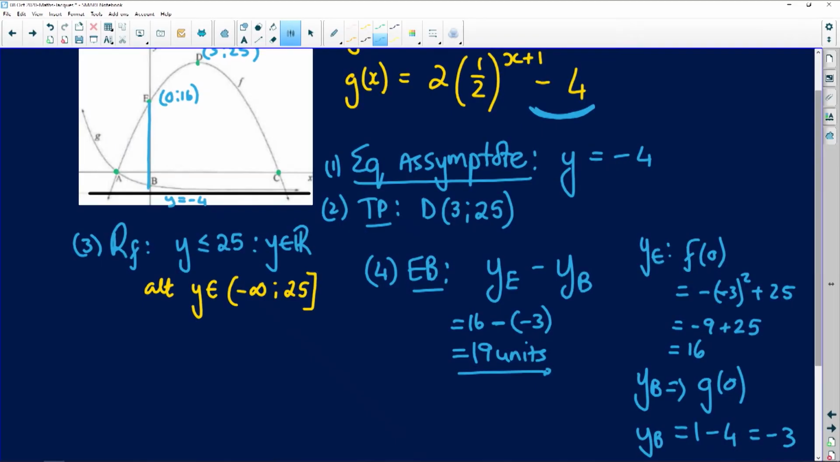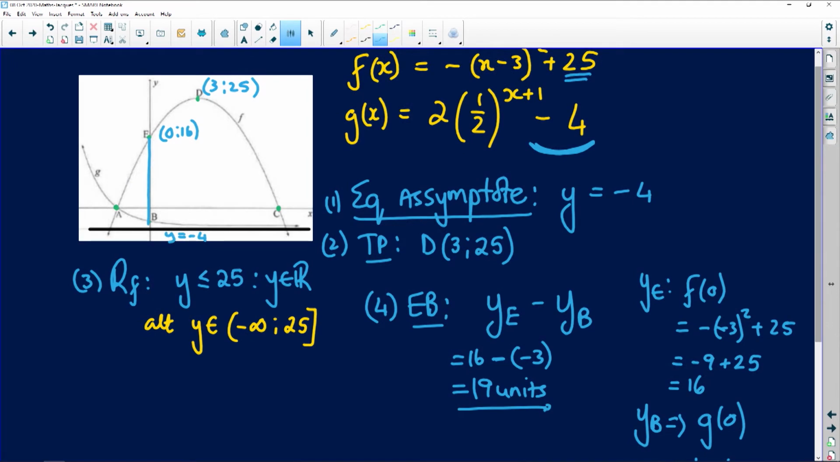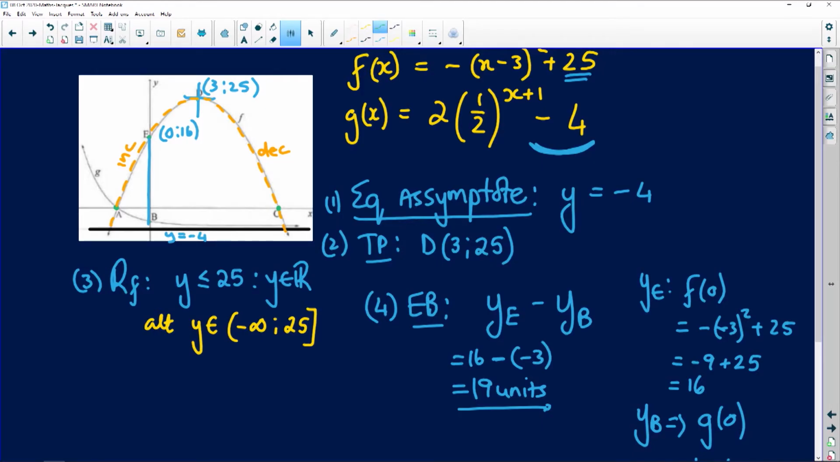Now let's have a look. Here, is it increasing, decreasing? Everything changes here at the turning point. On this side of the turning point, the y values are increasing. And on the other side of the turning point, the y values are decreasing forever. Here it increases, there it decreases. And they asked us for the values of x for which it is decreasing for 2 marks. Okay, so obviously it's to the right of the turning point.